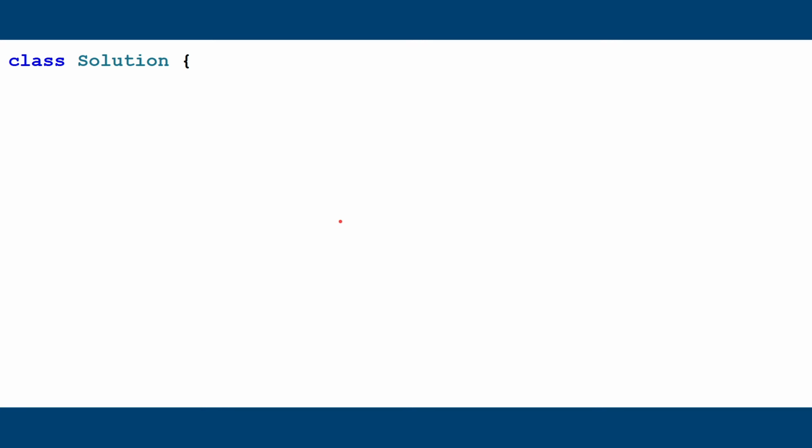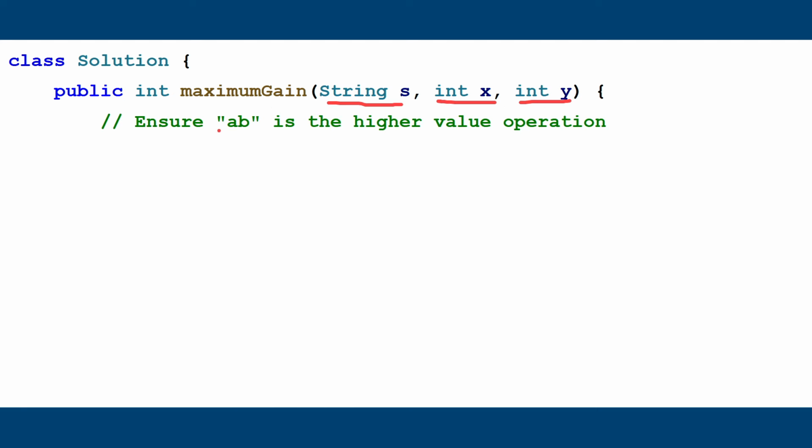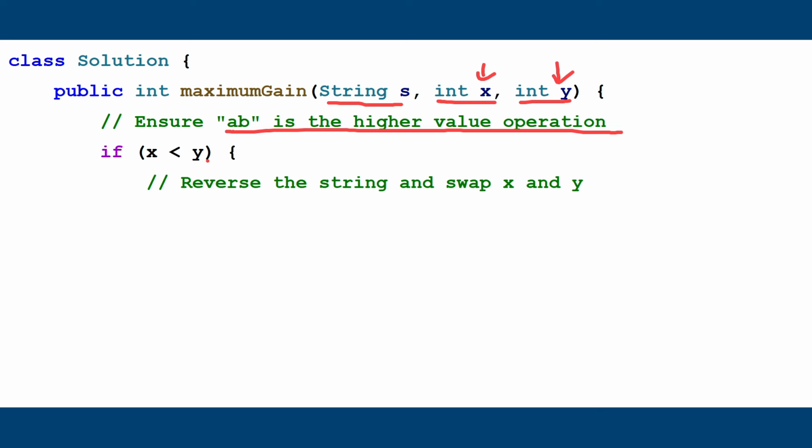Let's understand the code. We are given three things: the string, x, and y. Very first, we have to check whether AB has a higher value than BA operations, meaning we check which one is higher. So we check if x is less than y.